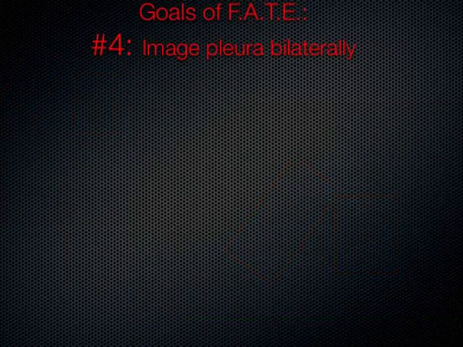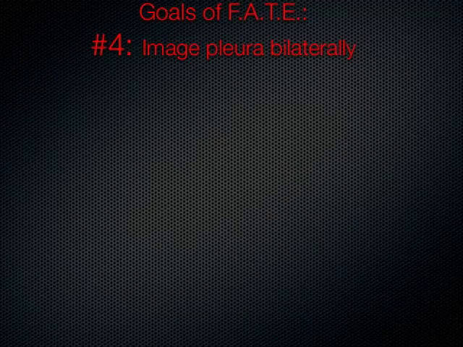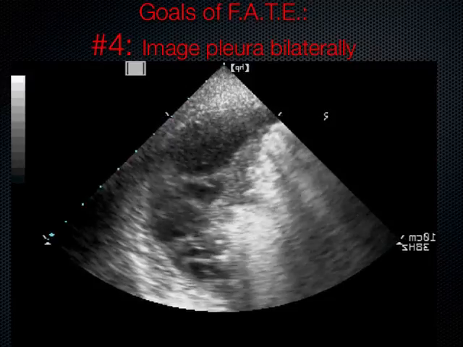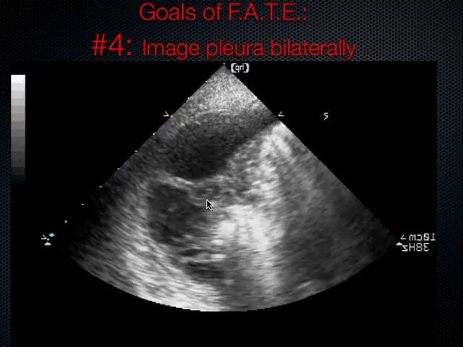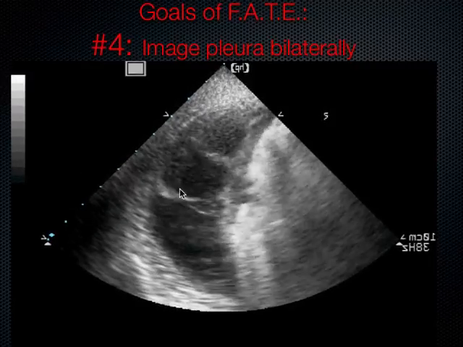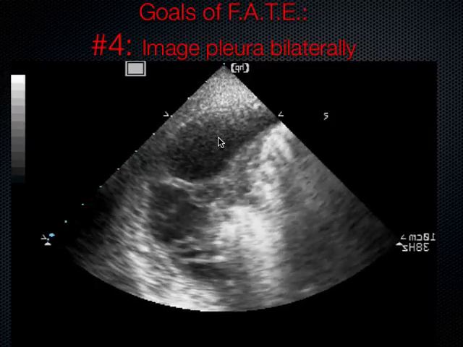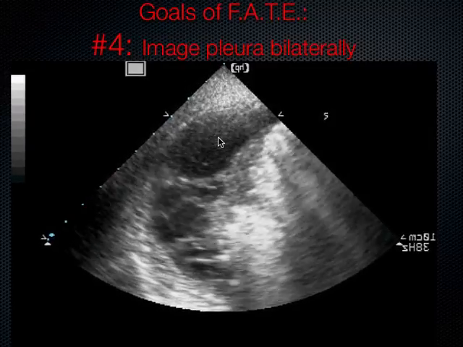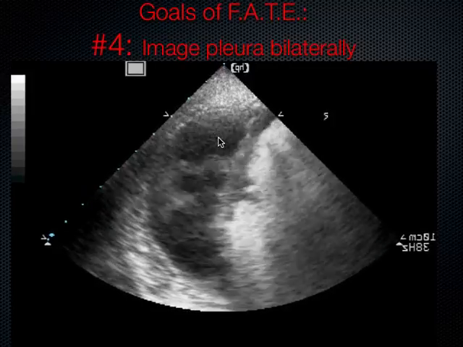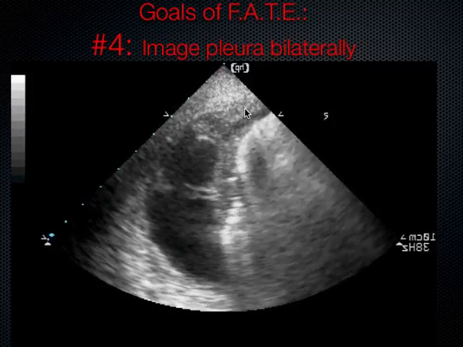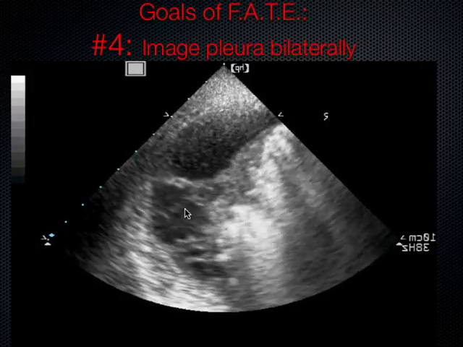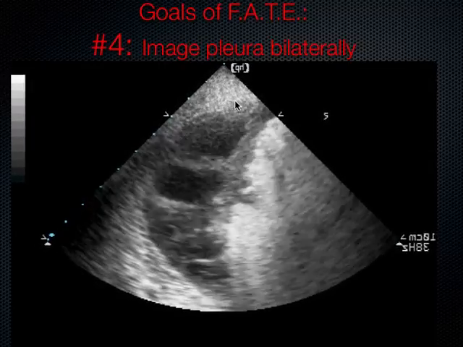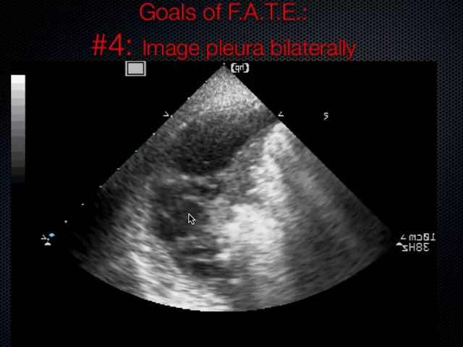Now moving on to number 4, we want to take a look at the pleura bilaterally, and in this case we can see that there's a very large pericardial effusion going on. I'm sorry, pleural effusion going on. We have the probe looking just along the diaphragm laterally, a coronal view of the chest, and we can see as the patient's breathing in and out, this is a very large pleural effusion. We can even see loculations of pleural fluid there.